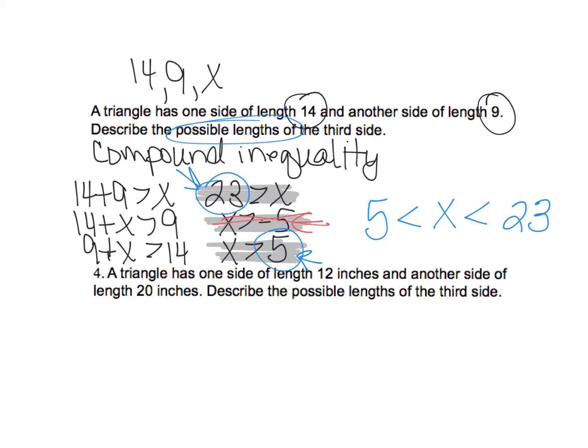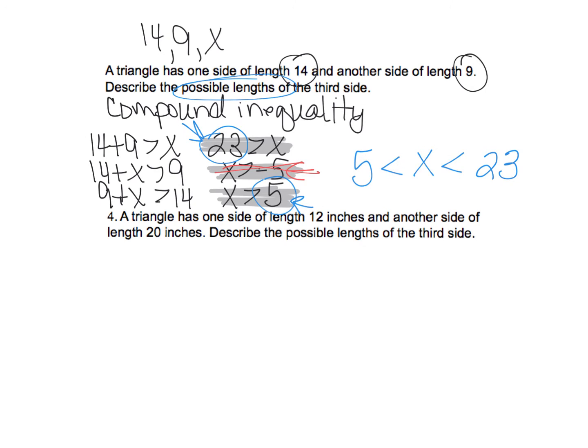Okay, so if we want to think about where did these 2 numbers come from, well, the shortest that it could be we got when we subtracted the 2 sides that we had. So 14 and 9, the shortest that it could be was 5. And then the longest it could be was when we added them together to get 23.